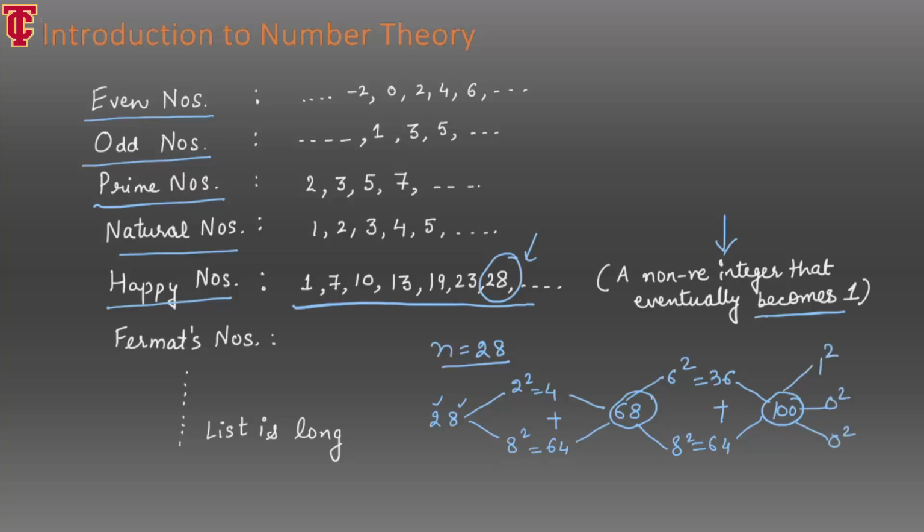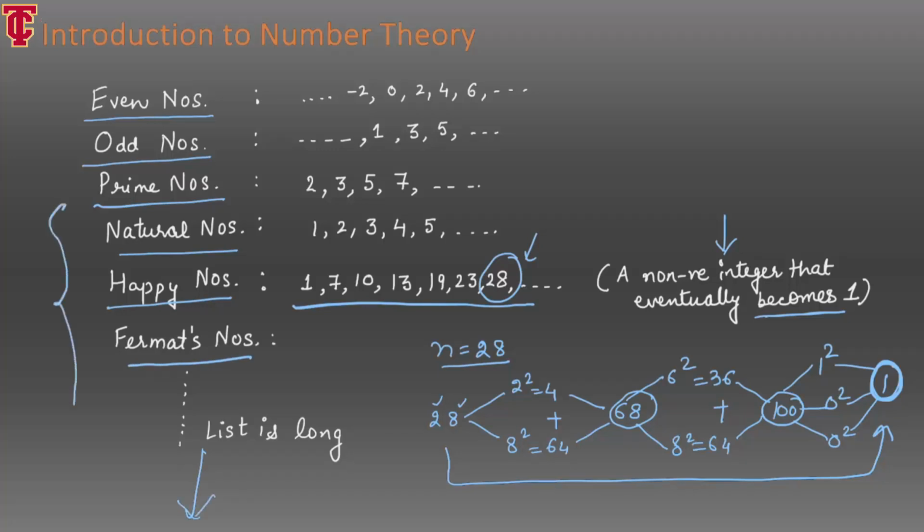Now I've got 3 digits, and I'm going to repeat the process. It's going to be tricky with zeros. So we have 1 squared plus 0 squared plus 0 squared, and this finally turns out by addition to 1. So this is how we get a happy number: when we eventually return to 1. So that's happy numbers, non-negative numbers that finally get us back to 1. Now Fermat numbers are a long list, so we're going to talk about those a little bit later.